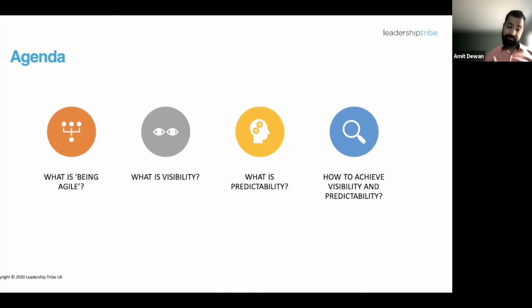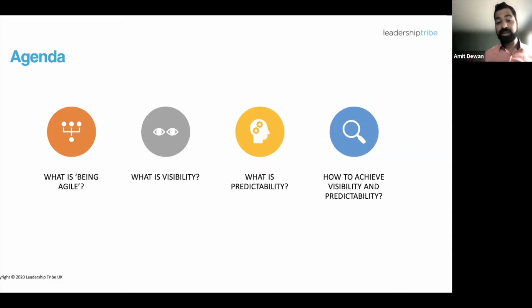Once we discover and agree on what being agile means, then we talk about, okay, what is visibility? How does it help? Is it beneficial to have visibility? And what if we don't have visibility? And what is visibility, like at what level? We're going to talk about the different levels of visibility.